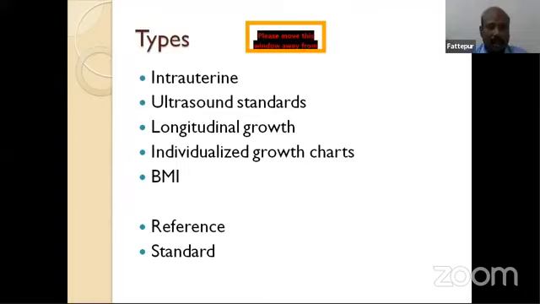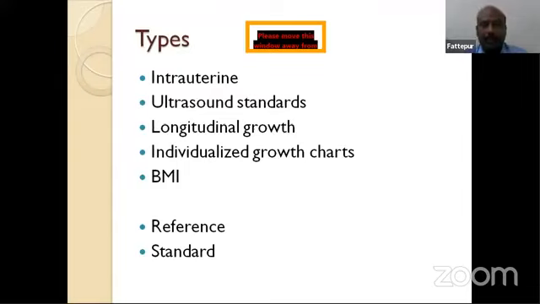So the types of charts were based on what basis the preterm should grow. First one is the intrauterine, which is the most common. Then we have the ultrasound standards. The latest one is the longitudinal growth charts. That is the prescriptive standards, which I will be dealing with in detail. And also individual growth charts, a very new concept, which came just 2 years back. And also the body mass index charts, which we cannot ignore. So that also I will be telling in a few slides.